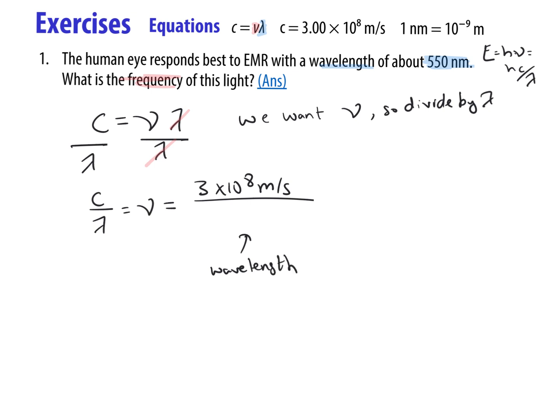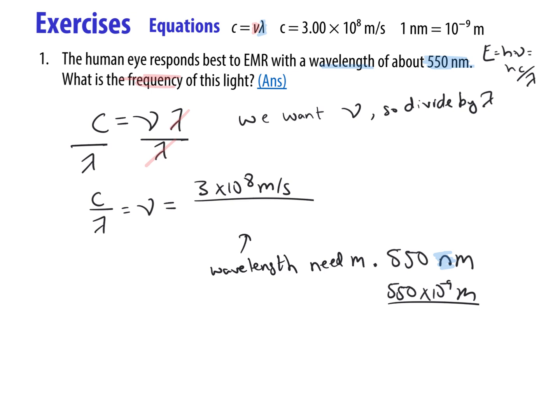And we note that since c is in meters per second, we're also going to need that to be in meters, so that the units are going to cancel out here. We have meters on the top, we're going to need meters on the bottom so that they cancel properly. So in that case, 550 nanometers, again, if we recognize the meaning of the prefix, that's an easy way to get back to base units. Nano here means 10 to the minus 9, so this is 550 times 10 to the minus 9 meters. Again, just recognizing the meaning of the prefix.